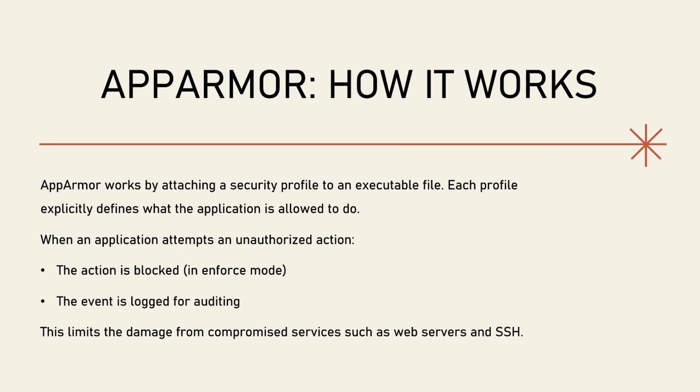AppArmor, how it works. AppArmor works by loading security profiles into the Linux kernel. When an application runs, the kernel checks every action it attempts, such as reading a file or opening a network connection, against its assigned profile. If the action is allowed, it proceeds normally. If not, AppArmor either logs the violation or blocks it entirely, depending on the mode. Enforce mode actively prevents unauthorized behavior, while complain mode is used for testing and tuning profiles.